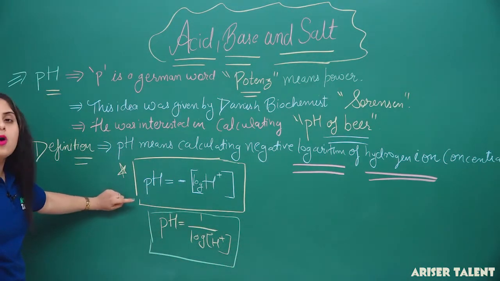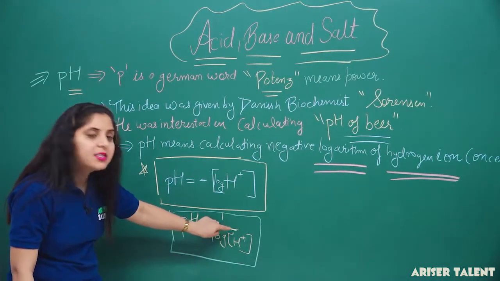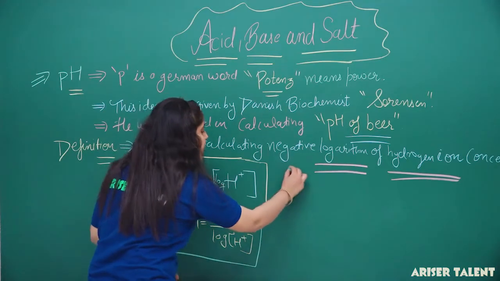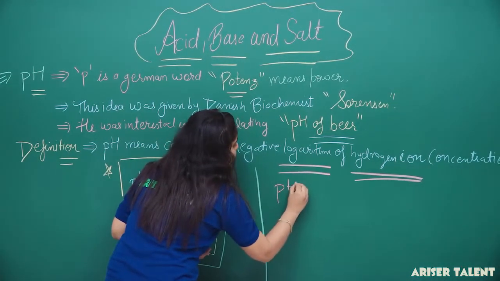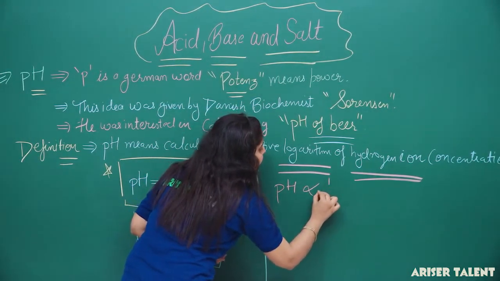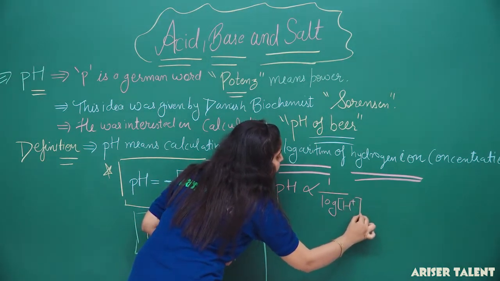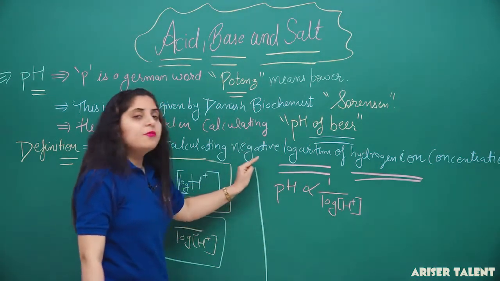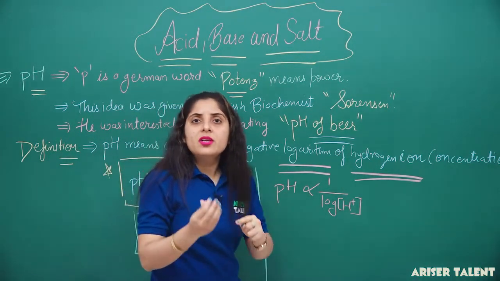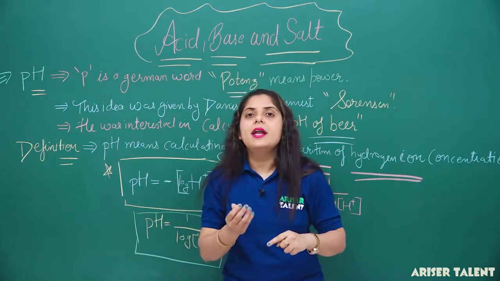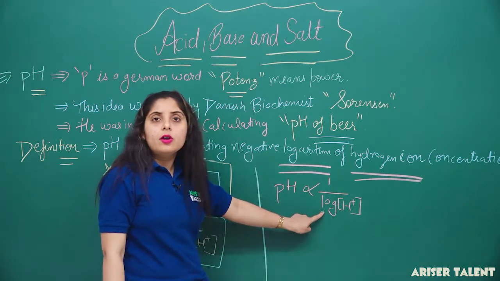From this formula, we can conclude that the pH of a solution is inversely proportional to the hydrogen ion concentration. So I can write here: pH is inversely proportional to hydrogen ion concentration. It means if the hydrogen ion concentration is more, pH will be less, and if the hydrogen ion concentration is less, pH will be more, because there is an inverse relation between pH and the logarithm of the ion.